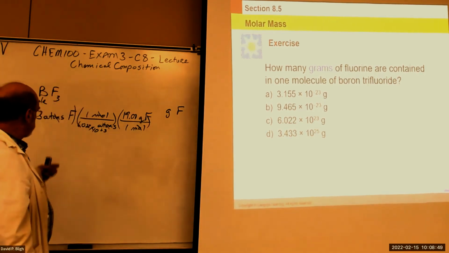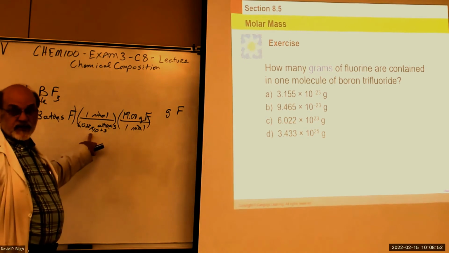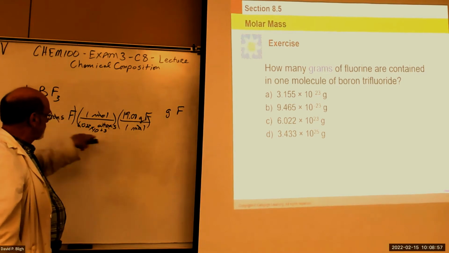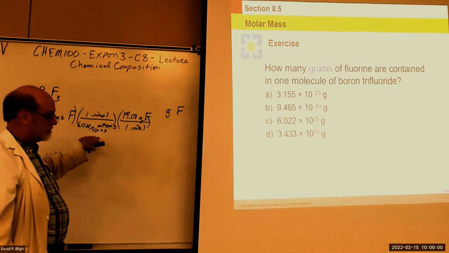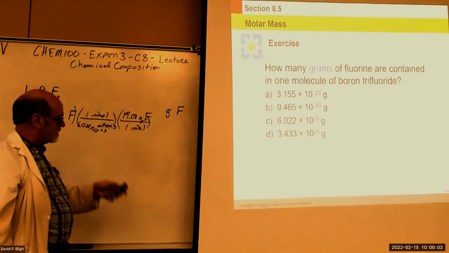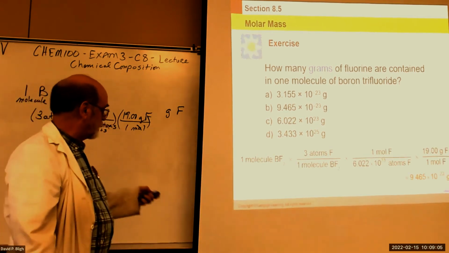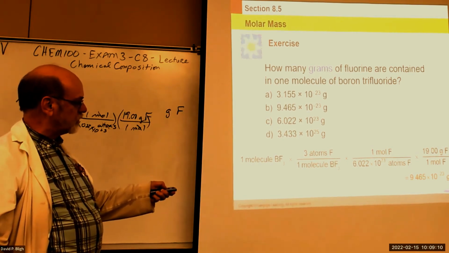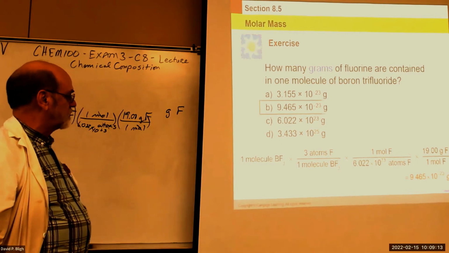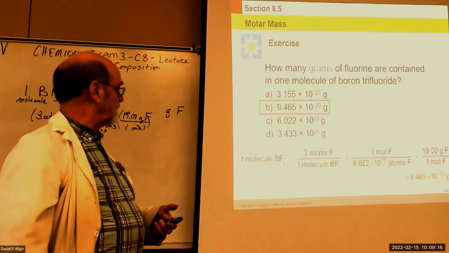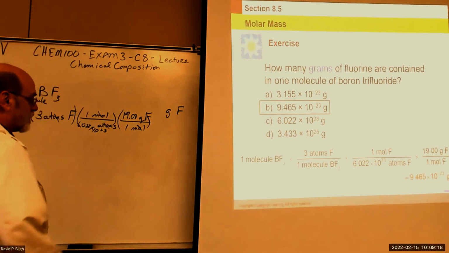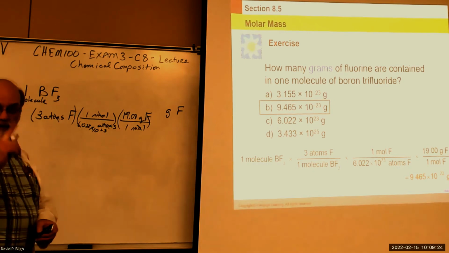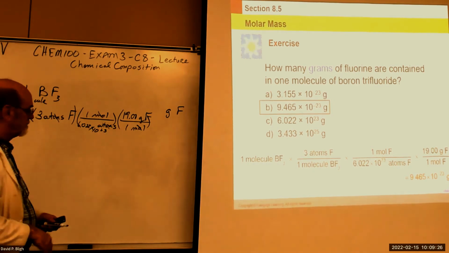All right. So if you divide these out, 3 divided by that is going to be a pretty small number, right? Because this is in the denominator. So when you divide it here, you're going to get a big negative power there, times 19. And so there's 3 atoms of fluorine, right? And then we convert it to moles, and we convert the moles to grams, and we get 9.465 times 10 to the minus 23rd grams fluorine in 1 molecule of boron trifluoride.